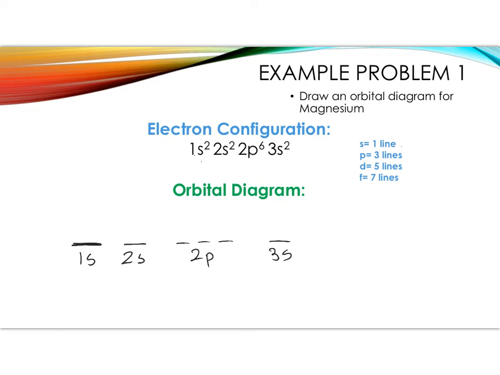So for the 1s, we have 2 electrons. The 2s, we have 2 electrons. The 2p, we have 6. Notice I'm putting them in empty spots first, and then pairing them up. And then lastly, we have 2 in our 3s. So this would be the full orbital diagram for magnesium.